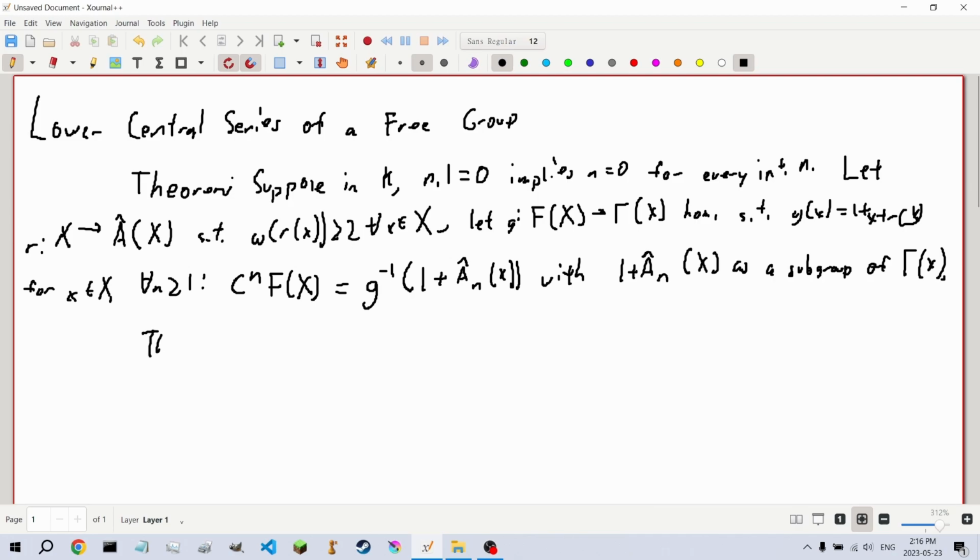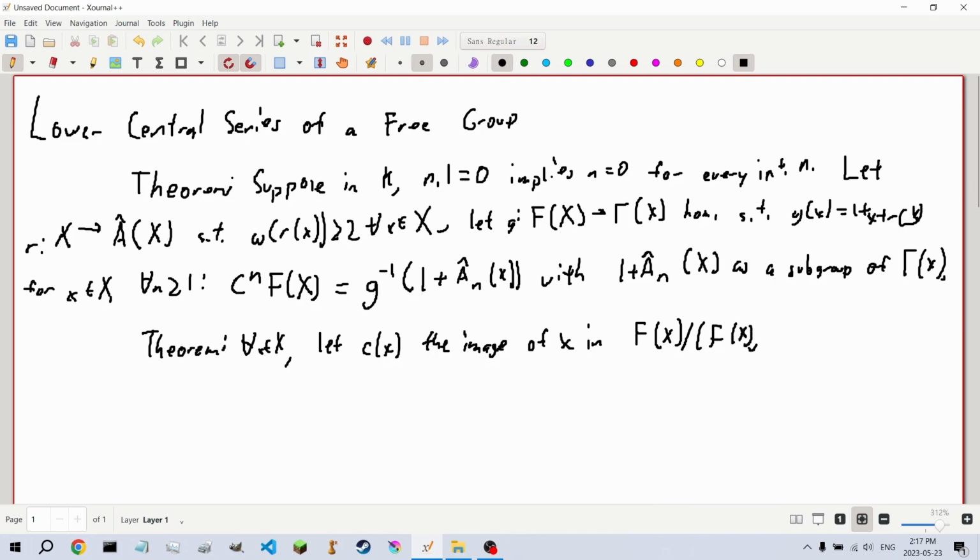And there's another theorem which states, for all x in X, let Cx be the image of x in the quotient of F of X divided by its own derived group, if that is a thing.